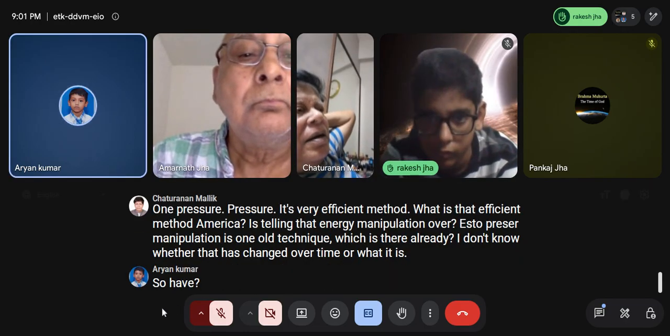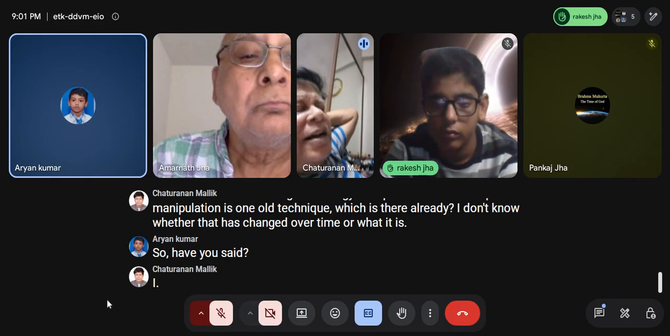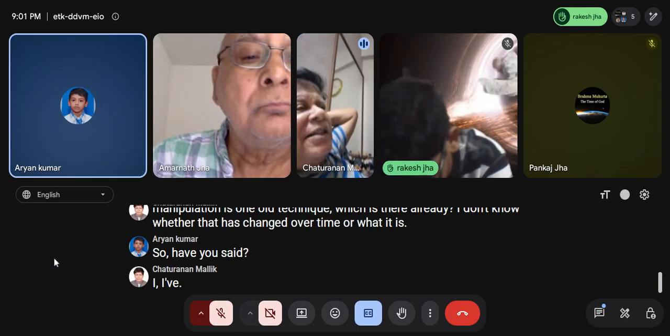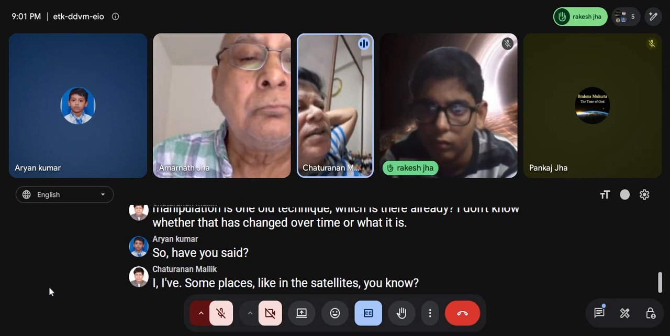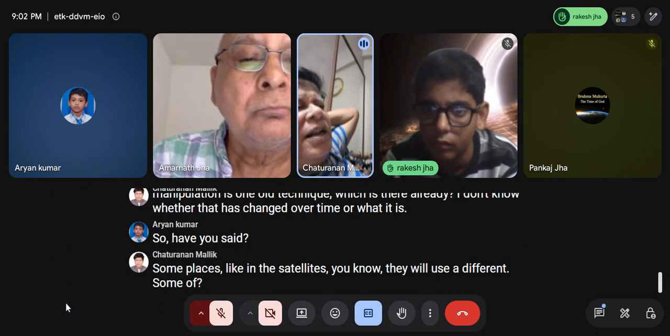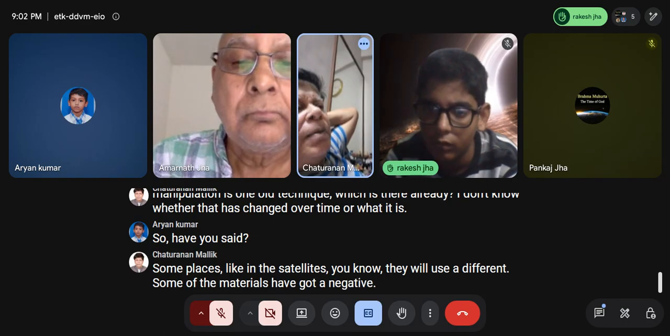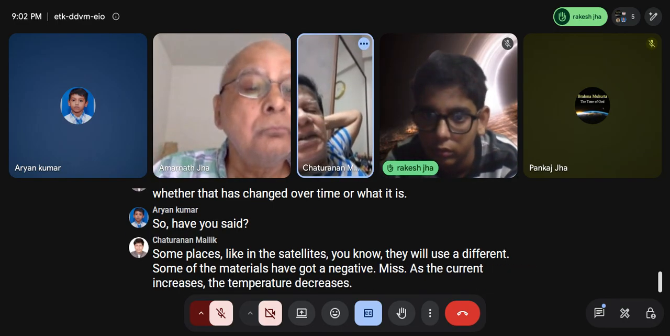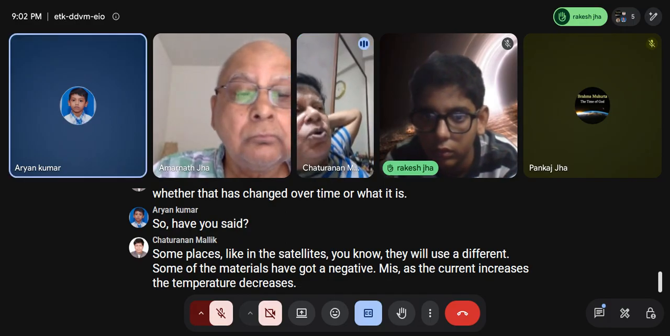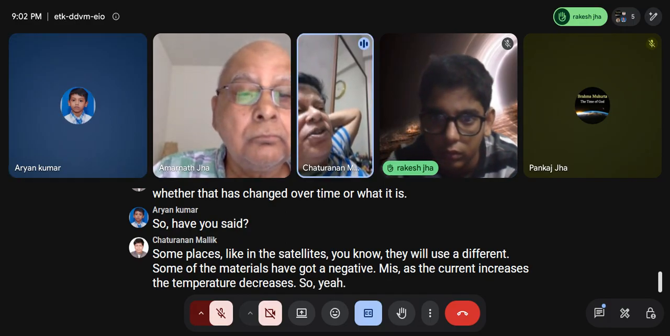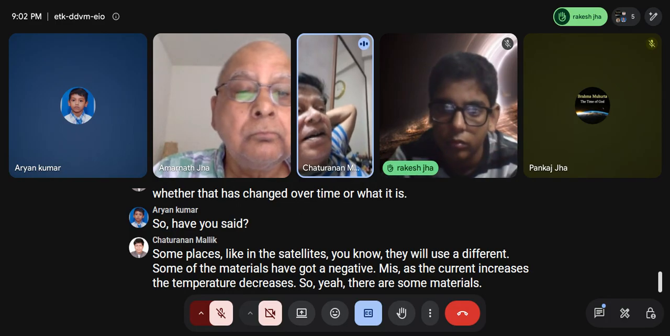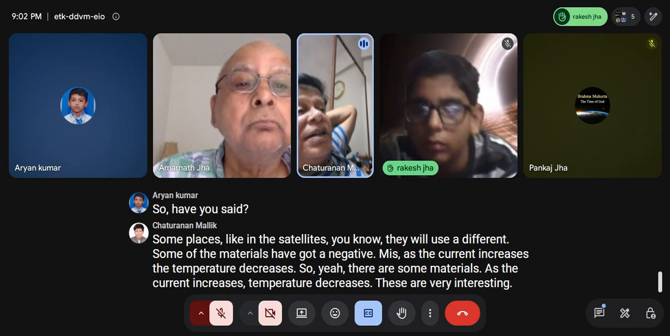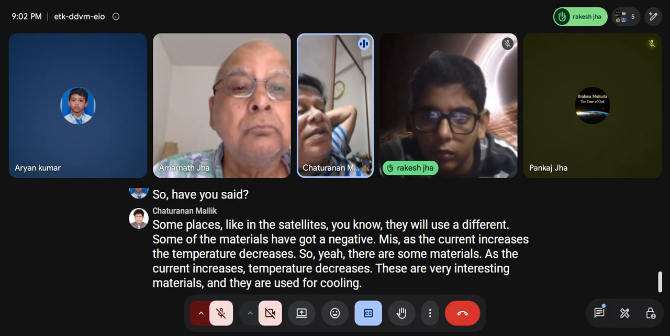सर, एक और चीज हम बताते हैं कि कूलिंग का जो है ना, in some places like in the satellites, they will use a different method. Some of the materials have got a negative, means as the current increases, the temperature decreases. ओके, so yeah, there are some materials, as the current increases, temperature decreases. These are very interesting materials and they are used for cooling this stuff.